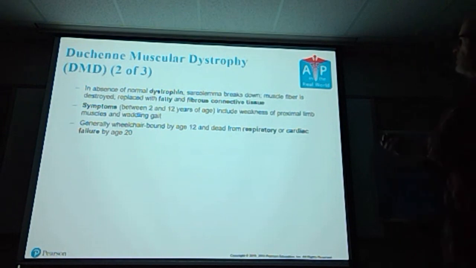In absence of normal dystrophin, the sarcolemma breaks down, muscle fiber is destroyed, replaced with fatty and fibrous connective tissues. The symptoms usually appear between the ages of 2 to 12. They include weakness of the proximal limb muscles and the waddling gait. Generally, these people are wheelchair bound by age 12, and they pass from cardiac or respiratory failure by age 20.